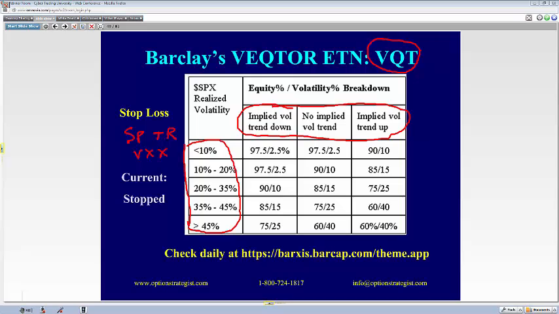So when things are very calm and volatility is low and the trend of implied volatility is down, they are 97.5% long the total return S&P 500. Total return just means that dividends are added in. And they're only 2.5% long VXX. But if things get bad and the volatility goes through the roof and implied volatility is trending higher, they will go to 60% long the total return product and 40% long VXX.